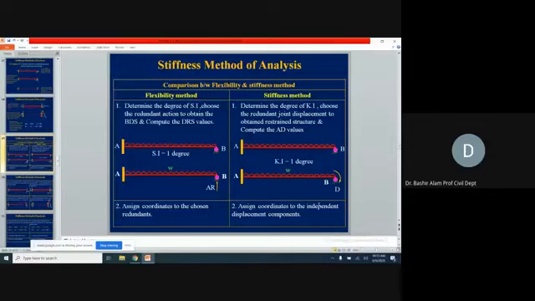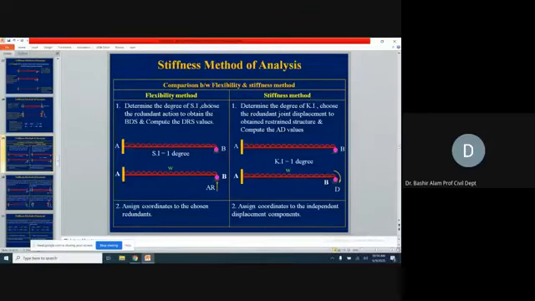Now, we are in a position to go one by one and compare the flexibility method and the stiffness method. Comparison between flexibility and stiffness method. In the flexibility method, what we do first, we determine the degree of statical indeterminacy. Parallel to this, in case of the stiffness method, we determine the degree of kinematic indeterminacy.